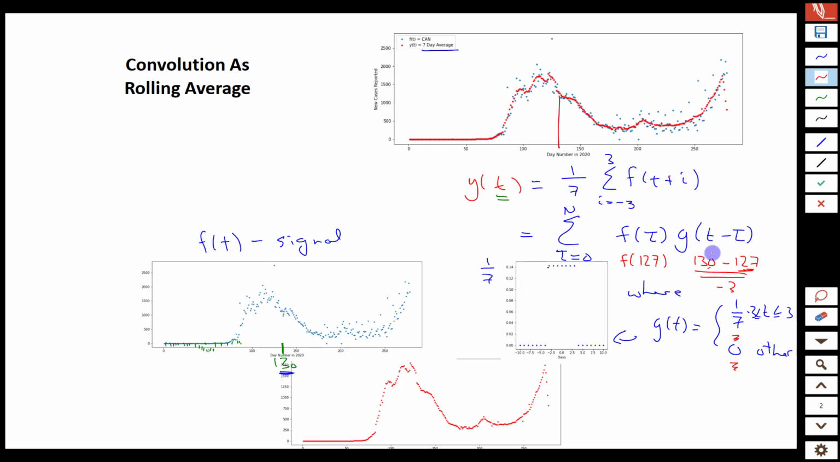And then you can see as I go to 128, 129, 130, 131, for the next 7 values, I'm going to get the 1/7 out of this g function times my signal. So what it's going to do is take the signal from 127 up to 133 and multiply each one of those things by 1/7, which is exactly the same as an average over 7 days in the kinds of calculations we did for the rolling average above. Now, what's the advantage of that?